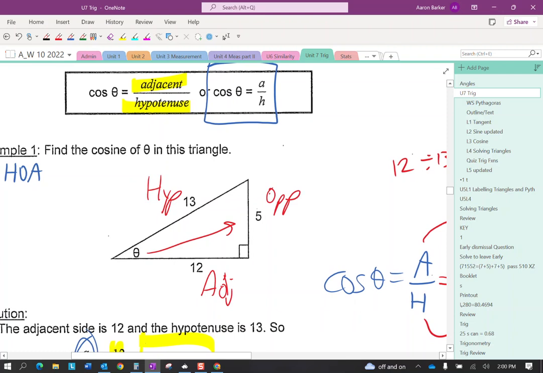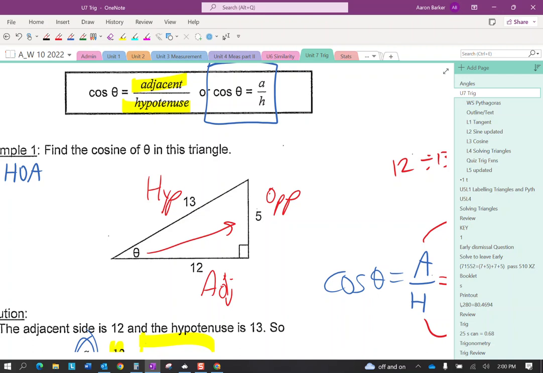Cos theta equals A over H. Write that down. Now that we have our hypotenuse, opposite, and adjacent written out, you substitute in.